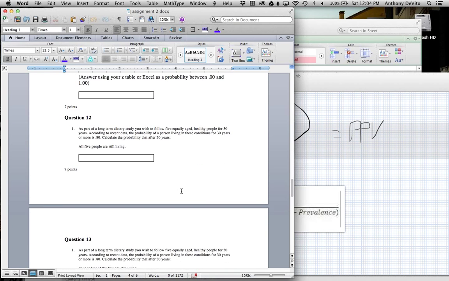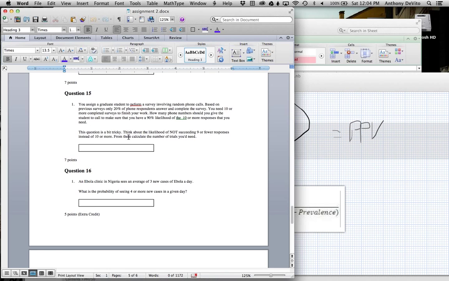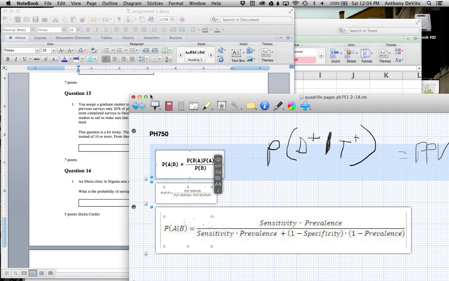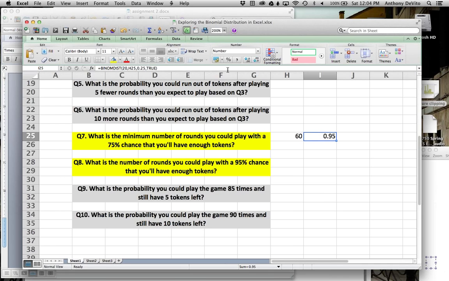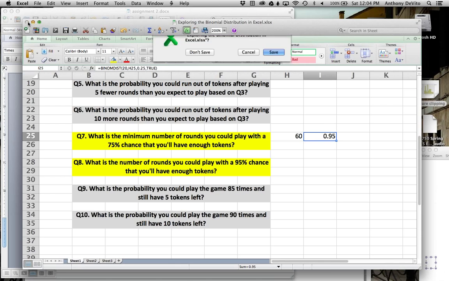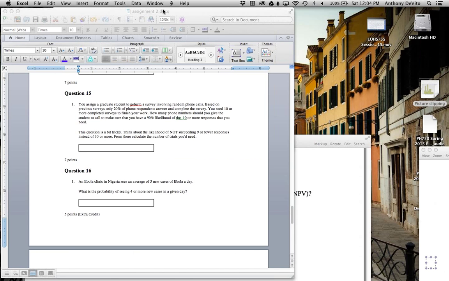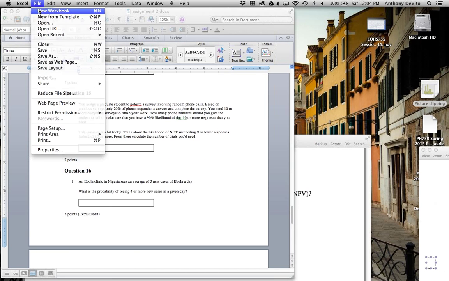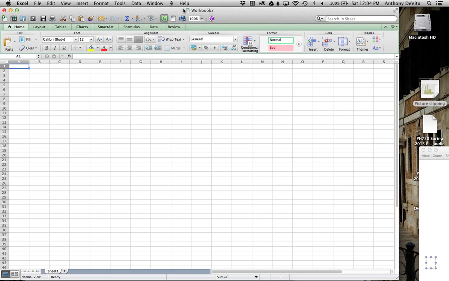Okay, I'm going to go through binomial distribution quickly once more. Let me get Excel because I think that's going to be a better place to work on this. I'll get a new document and blow it up.